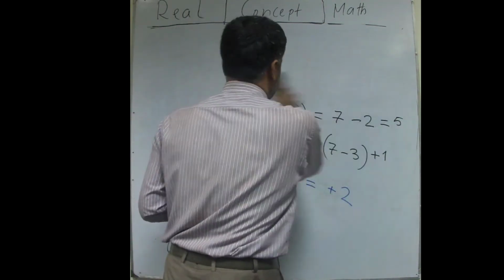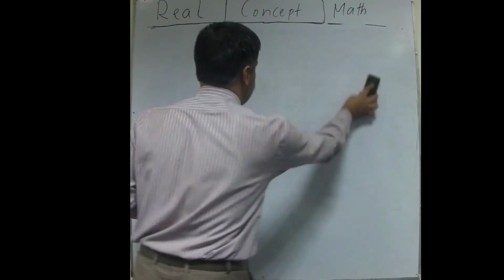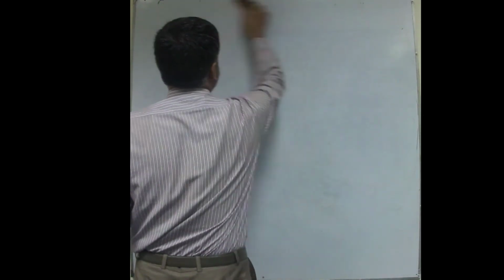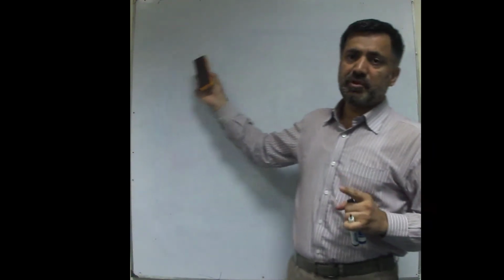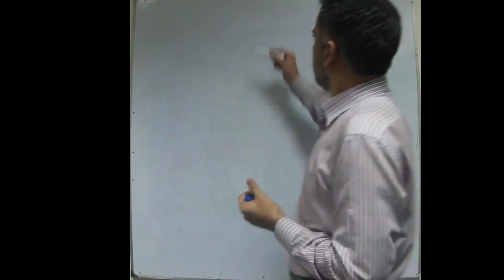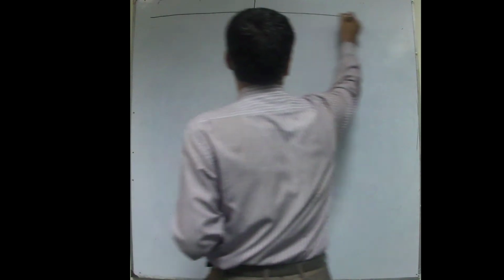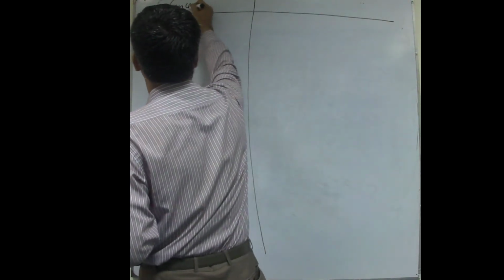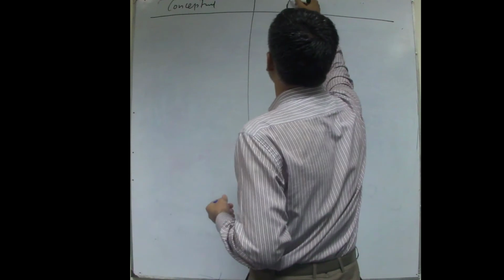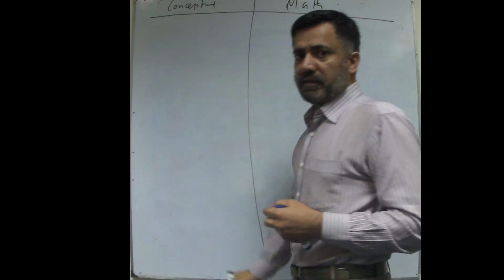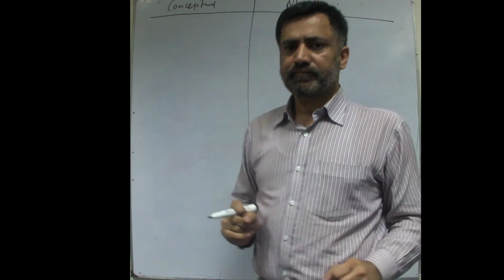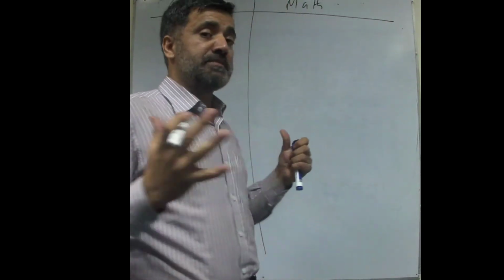So let's move on to multiplication. In multiplication, I would now have only two columns, one for the conceptual world, one for the mathematical world, because here we don't need to talk about the real world. I'll get back to the real world, but not for this discussion. So now we need to know what is meant by multiplication.